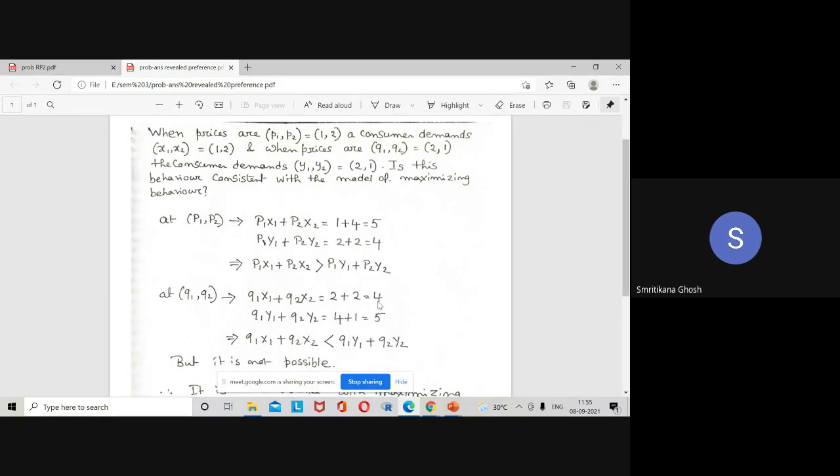So as 5 is greater than 4, you have to write q1 x1 plus q2 x2 is less than q1 y1 plus q2 y2. And if this inequality is true, then the consumer will choose y1, y2, not x1, x2. Is it okay? Look at this inequality.